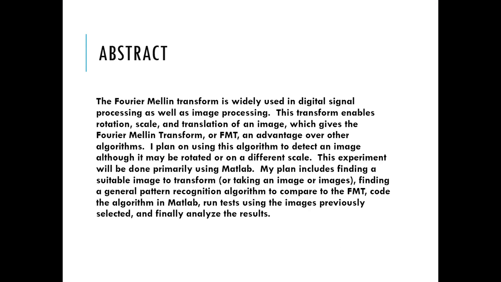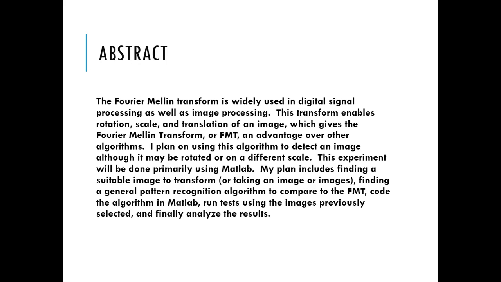So my abstract is: the Fourier-Mellin transformation is widely regarded in digital signal processing as well as image processing. This transform enables rotation, scale, and translation of an image, which gives the Fourier-Mellin transform, or FMT, an advantage over other algorithms. I plan on using this algorithm to detect an image, although it may be rotated or on a different scale. This experiment will be done primarily using MATLAB.